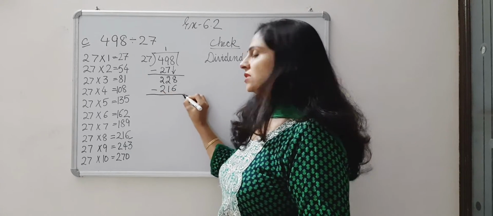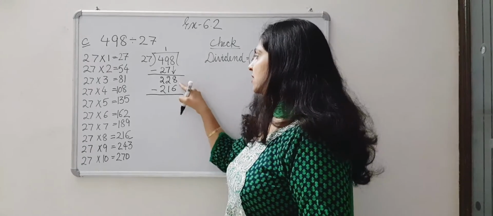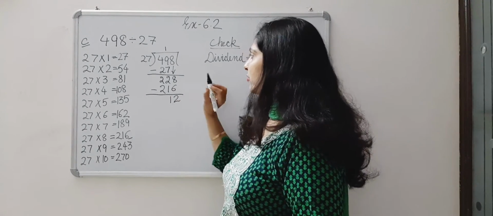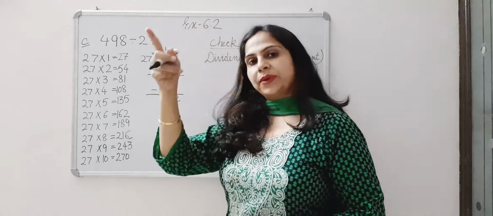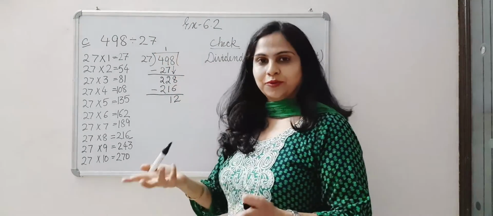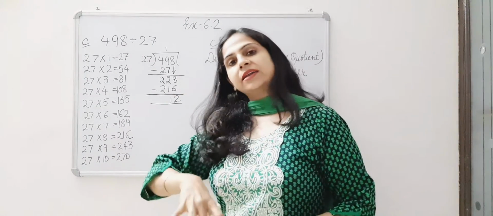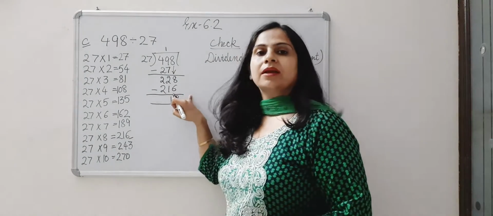Now we have to subtract these two numbers. 8 minus 6, 2. 2 minus 1, 1. 2 minus 2 is 0. We will not write it. Now again we have to repeat this step, but there is nothing to bring down. So this is our remainder. If we have nothing to bring down, that result will become our remainder.